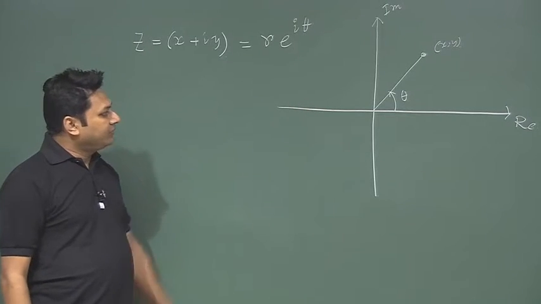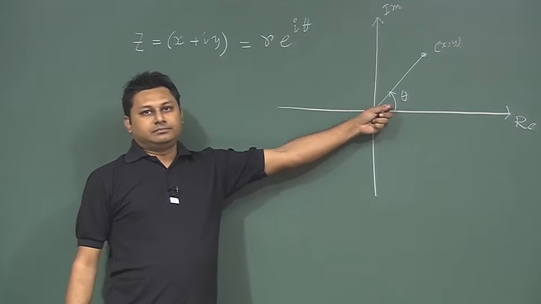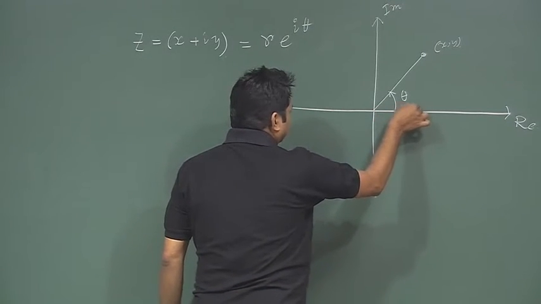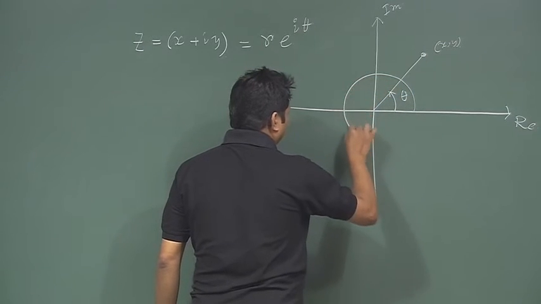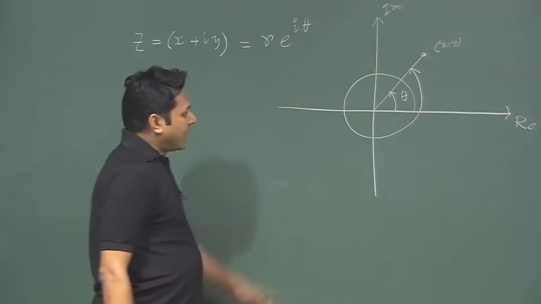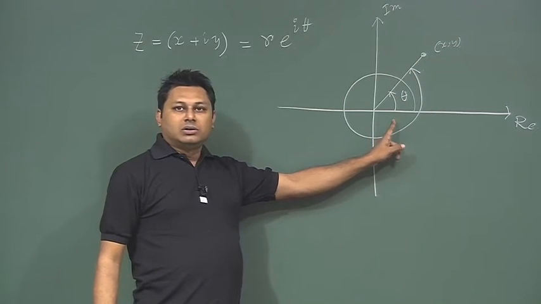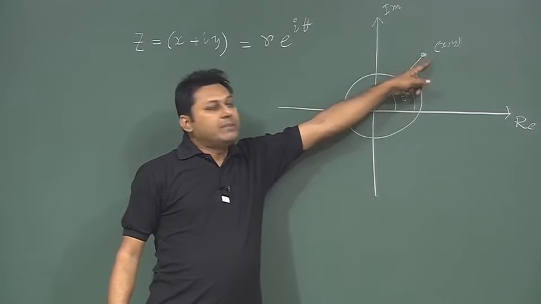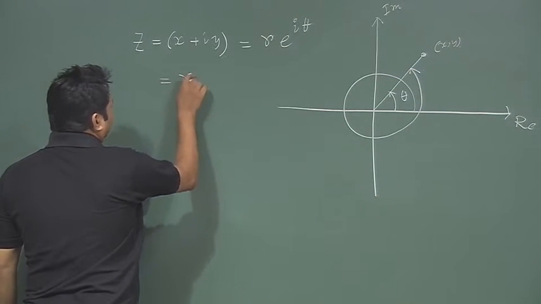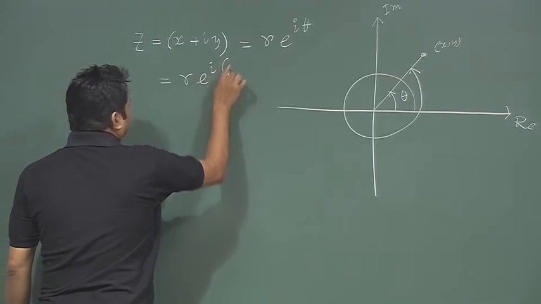But is the value of theta unique here? Because if I go around like this, then again I will have a theta which is the same point, located at the same point in polar coordinates. That means I can write this in this way also.